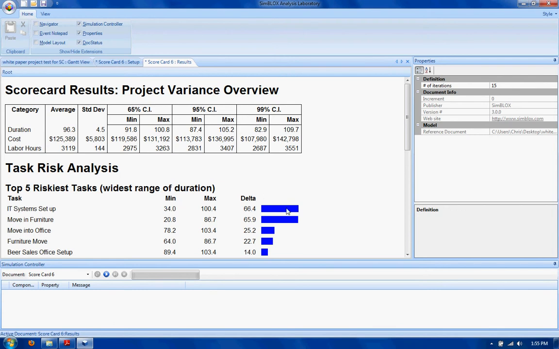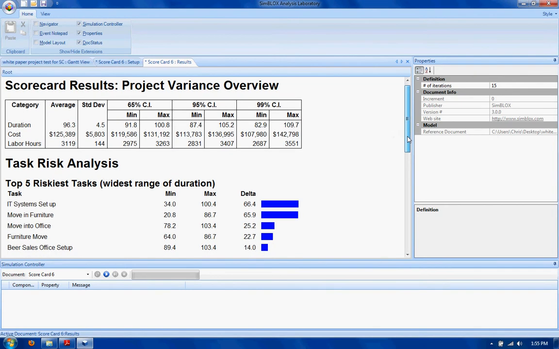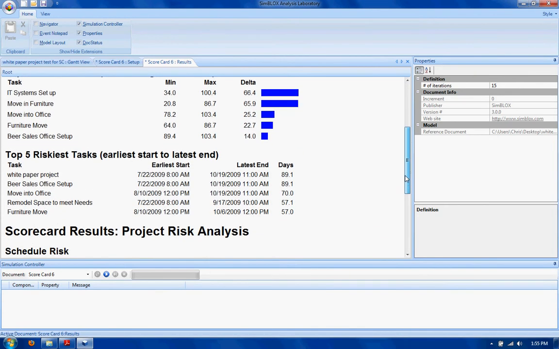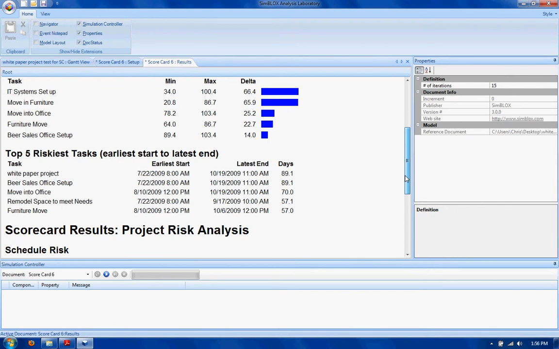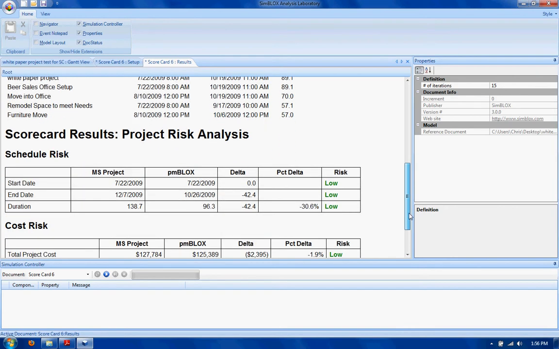That's what this is telling you, which is completely different from a critical path method. We're now looking at which tasks are most volatile or sensitive to variation. We show the top 5 riskiest tasks in another form, from earliest start to latest end. That's just another way to look at them.